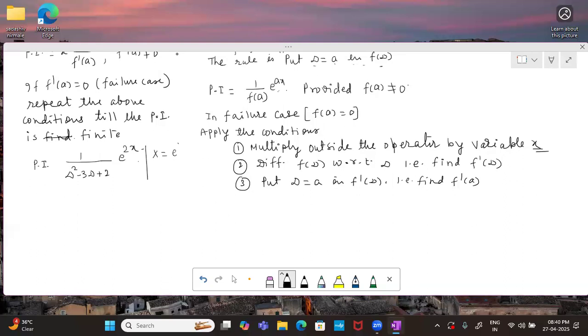X is equal to e raised to ax. Put D is equal to a, which is equal to 2, in f of D. Means in this function put D is equal to 2. So we will get 1 upon 2 square minus 3 into 2 plus 2, operating on e raised to 2x. Then this will be 1 upon 2 square is 4, 4 plus 2 is 6, minus 6 will be 0, e raised to 2x. So the rule fails.